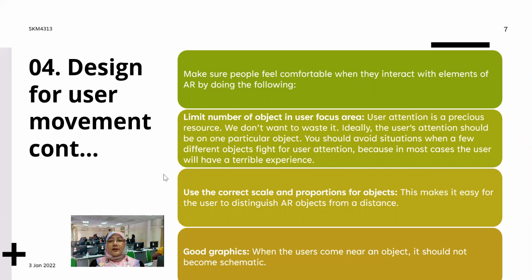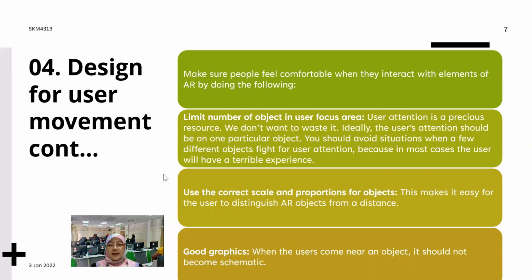Make sure people feel comfortable when they interact with elements of AR by doing the following. Limit the number of objects in the user's focus area. User attention is a precious resource. We don't want to waste it. Ideally, the user's attention should be on a particular object. You should avoid situations where a few different objects fight for user attention, because in most cases the user will have a terrible experience. Don't put a lot of models or 3D objects in one scene. They will compete with each other and the user will get confused about which one to focus on.